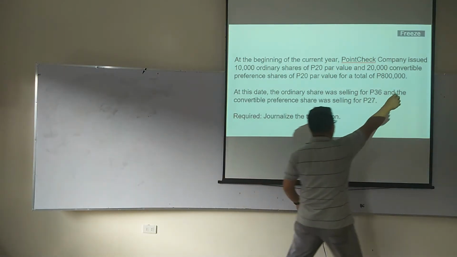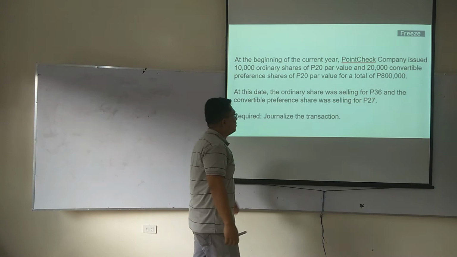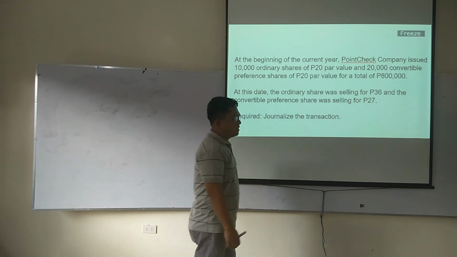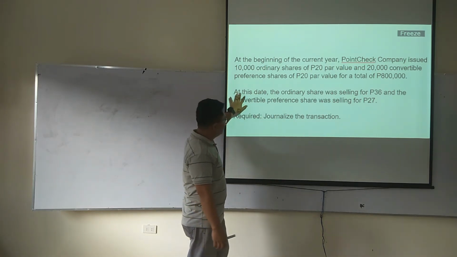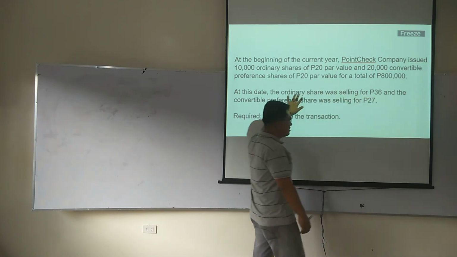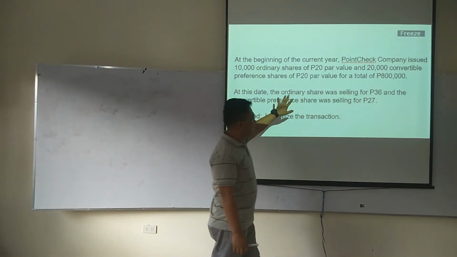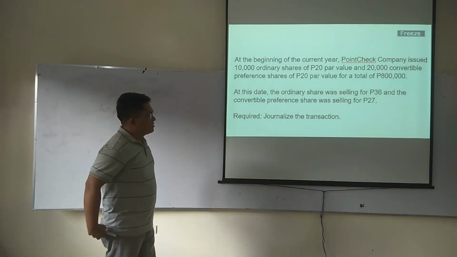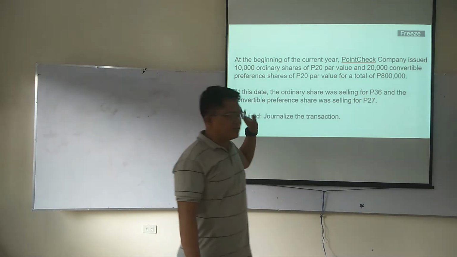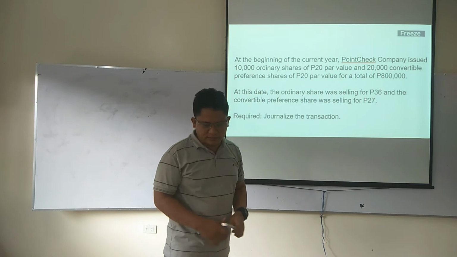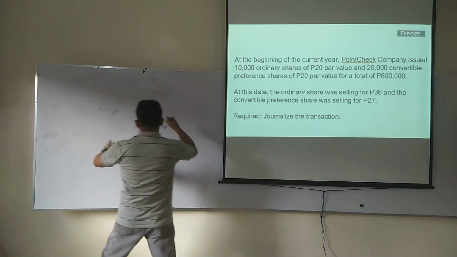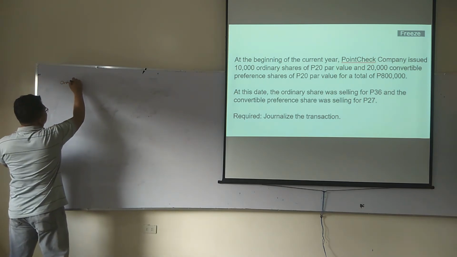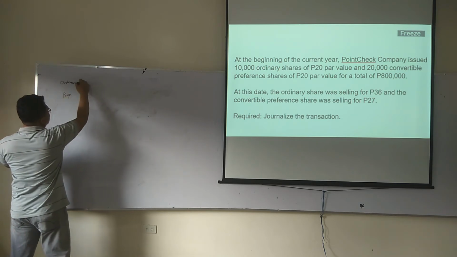So if it was sold for 800,000, how do we allocate for the total ordinary shares and the total preference shares? Given that at this date, the ordinary shares market value is 36 and preference shares is 27. So how do we allocate that? We get the market value. So we have ordinary and preference shares.